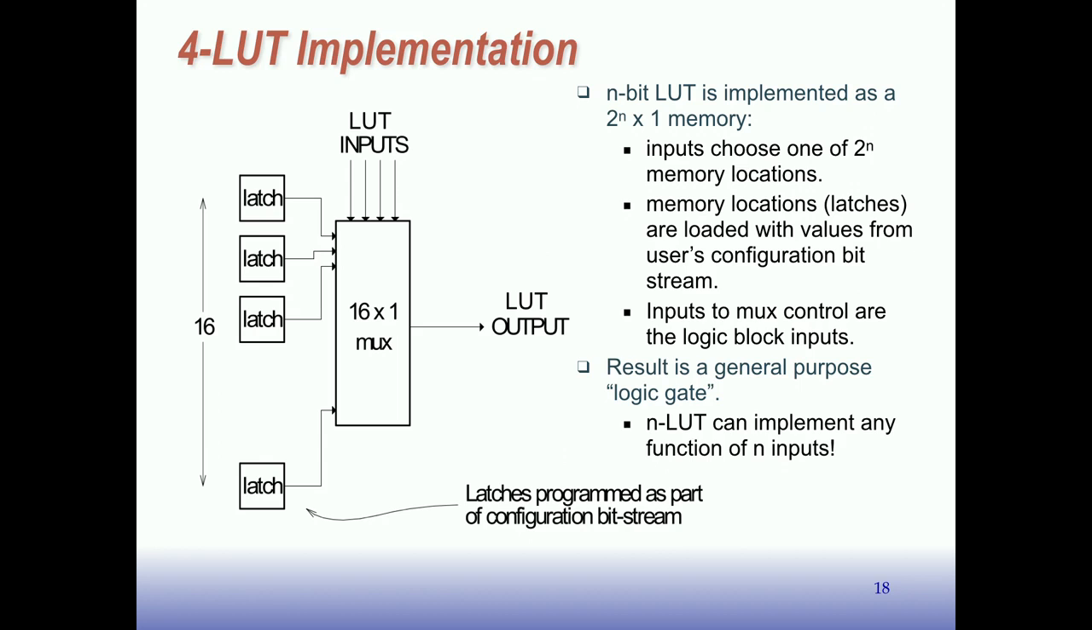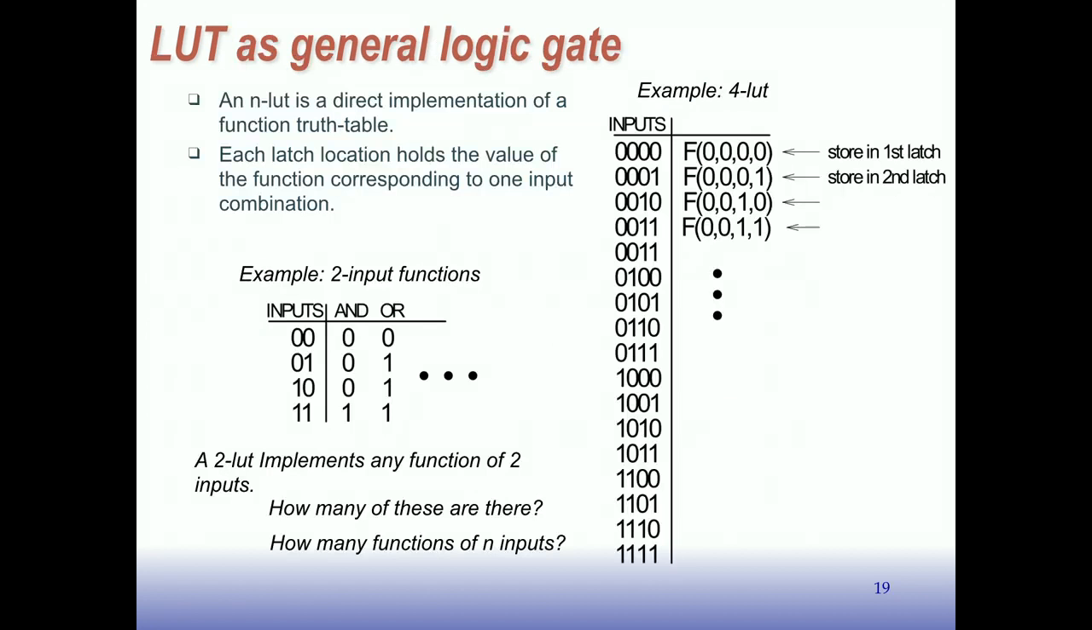The n-bit LUT is implemented as a 2 to the n by 1 memory. So the input chooses one of 2 to the n memory locations. The memory locations are these latches that I discussed previously. And the inputs to the mux control are the logic block inputs. So what this results in is a general purpose logic gate. This combination here can be turned into any Boolean function of 4 inputs by putting the proper values in the latches. I'll show you maybe an easier way to understand that.